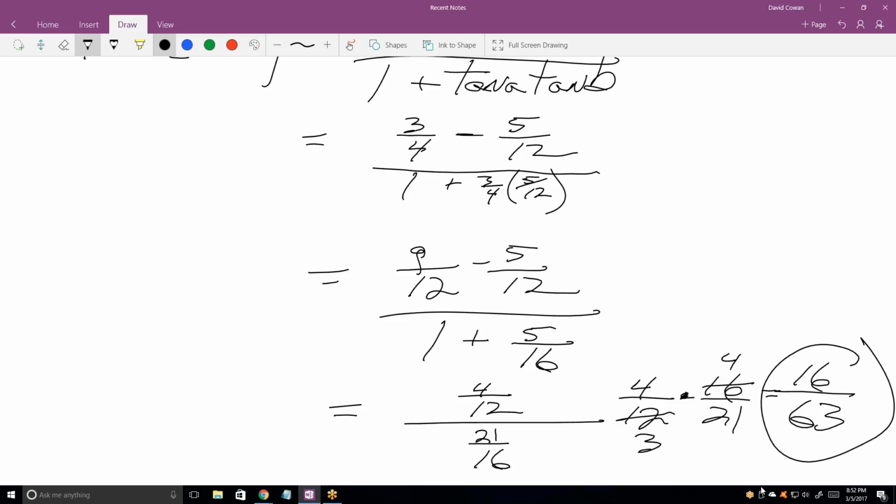I suppose I could have simplified my 4/12 into 1/3 also. It wouldn't have mattered. All right.